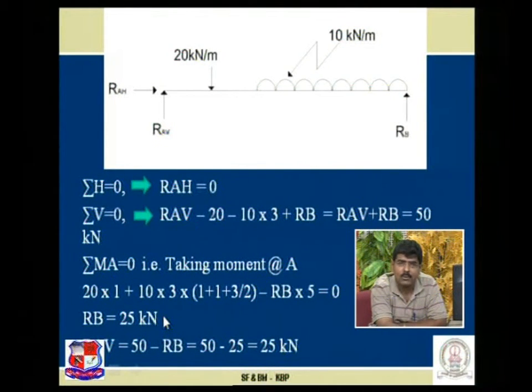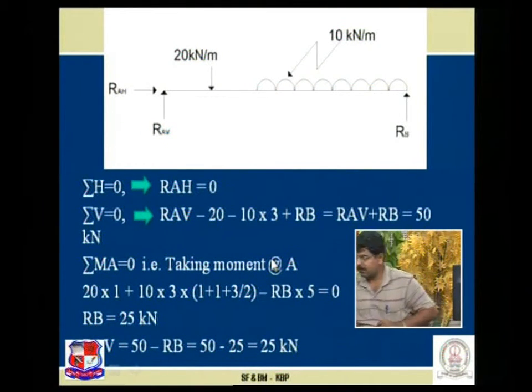So by putting the value of RB in this equation, we can achieve RAV as 50 minus 25, that is 25 kilonewton. So we got the reaction RB as 25 kilonewton and RAV is also 25 kilonewton. So our next step is to plot the shear force diagram first. We go over here.